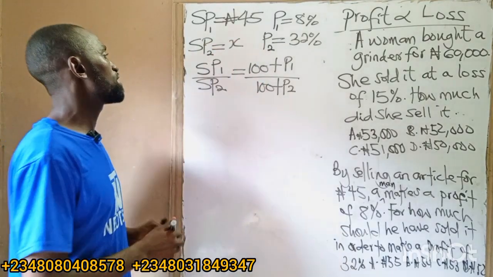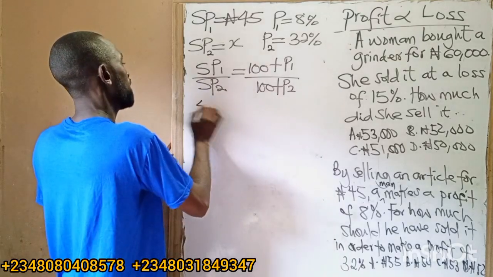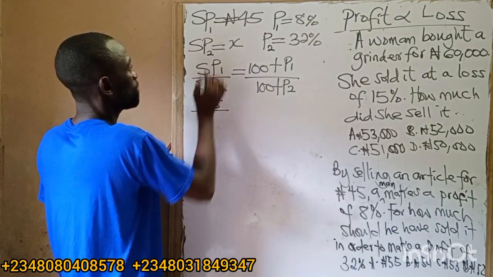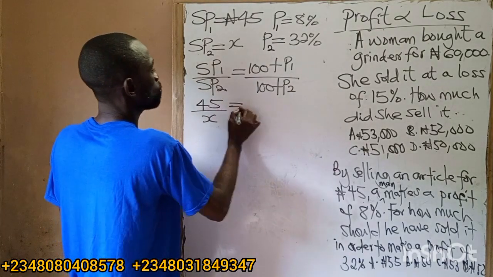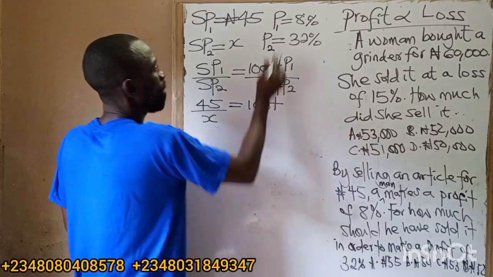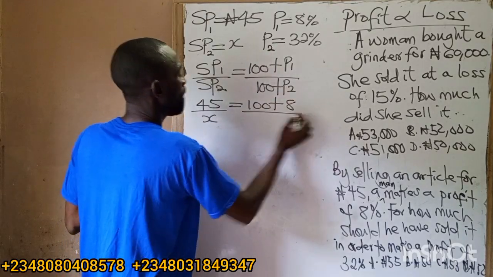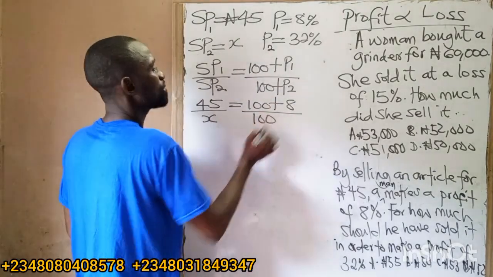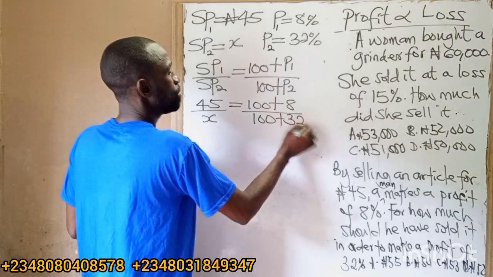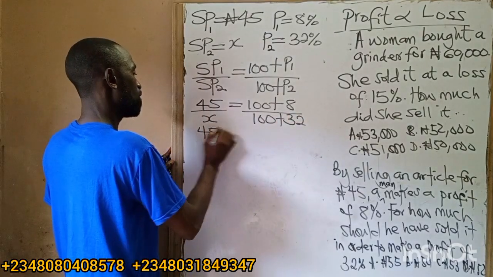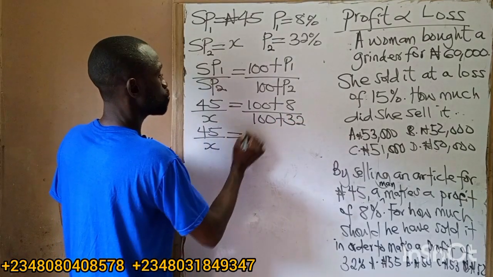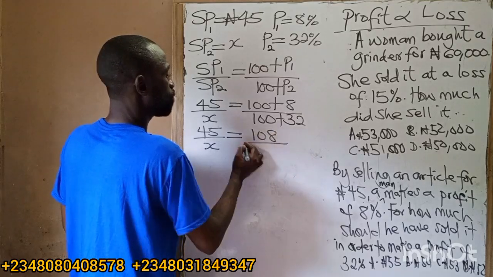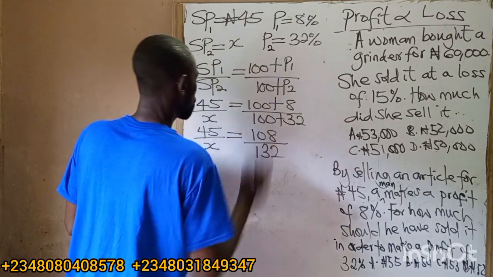If a question involves two selling prices and two profits, this is what we use. So we have this. The first selling price is 45 naira. The second selling price, we don't know, is x, equal to 100 plus the first profit, 8, over 100 plus the second profit, 32. So we are having 45 over x is equal to 108 over 132.